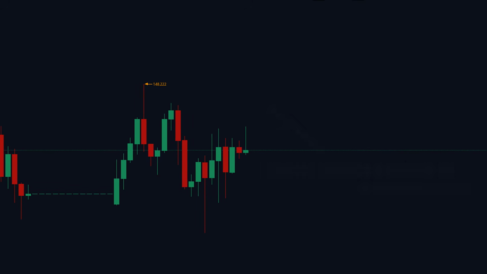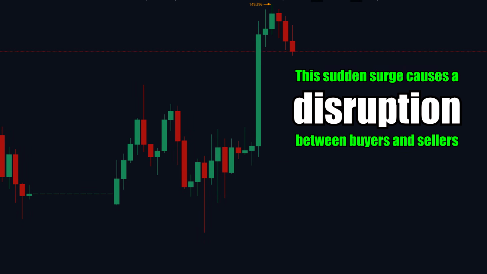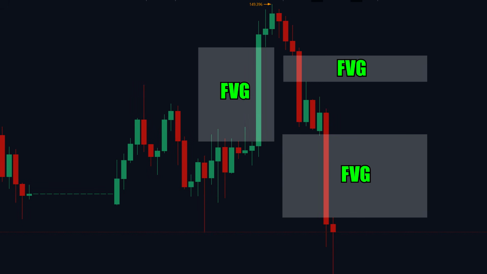What's happening here under the hood is this: when the market rushes toward a price level, large institutional players or smart money push in a massive volume of orders all at once. This sudden surge causes a disruption between buyers and sellers, throwing the market out of equilibrium. The result? A clear displacement in price, which manifests as a fair value gap.